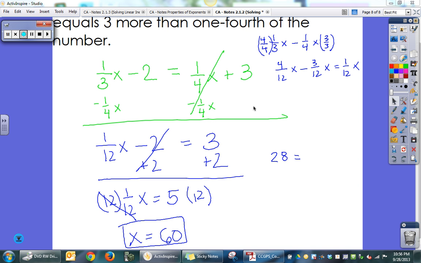Okay, sorry. 1/3 of 60 is 20. 20 minus 2 is not 28, it's 18. My bad. 18. And then, let's see, where is that? 1/4 of 60 is 15. 15 plus 3 is also 18. So, we got the answer correct. And hopefully you did too.